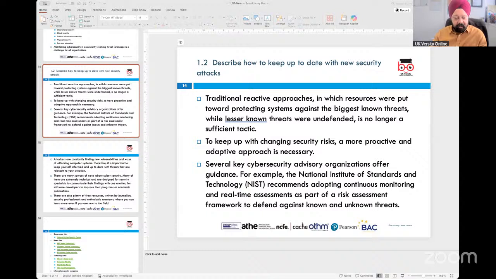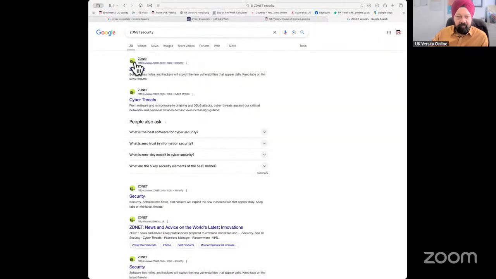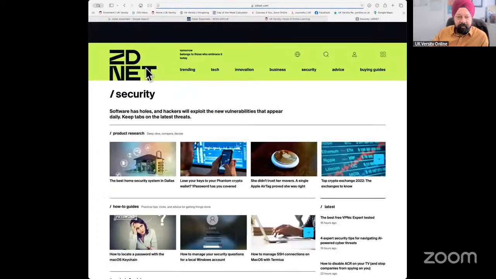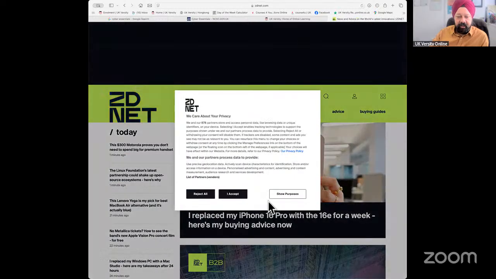So if I show you this particular website, these are bits that you would look at in terms of keeping yourself up to date with any sort of attacks which are happening. It's called ZDNet Security. This website actually puts out lots and lots of information related to attacks or security attacks or sites which are seen to be vulnerable from which the attacks are originating.